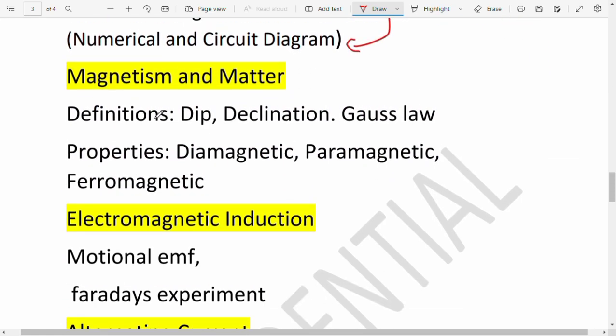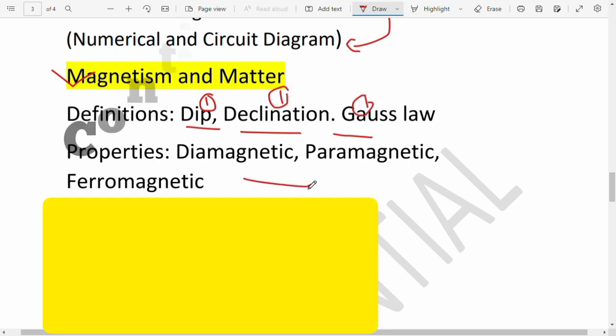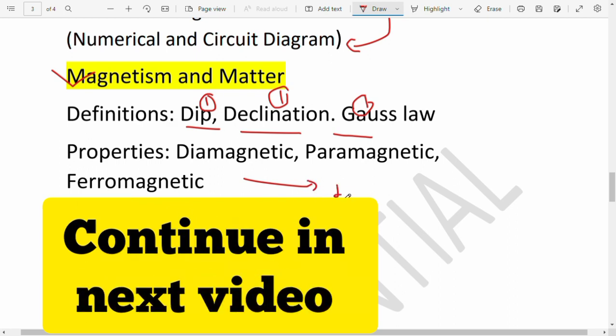Then magnetism and matter. This lesson also I covered already. Definition of dip, declination and Gauss's law. What is dip carries 1 mark. I already explained what is declination, what is Gauss's law. About diamagnetic, paramagnetic, I did a detailed video. Check the physics playlist. I have done a detailed video about magnetism and matter. Please check the physics playlist.